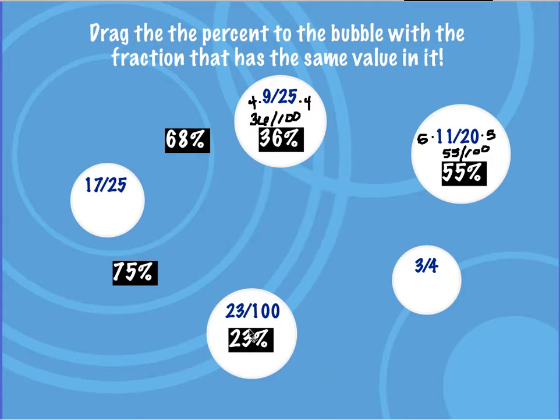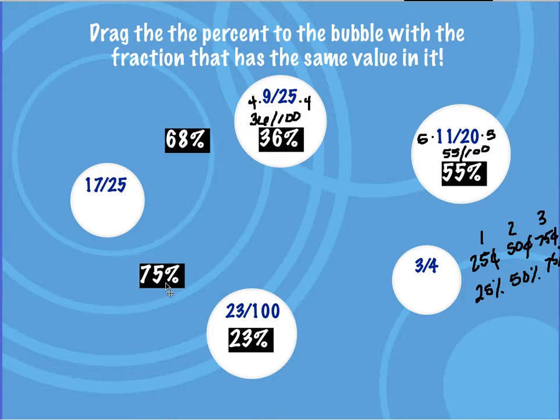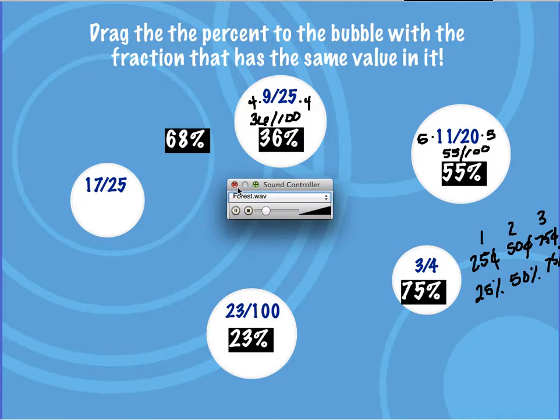That one was pretty easy because it was already out of 100 or per 100. In this case, I like to think of fourths. When we talk about fourths, we can talk about quarters. So 1/4 equals 25 cents. So when you talk about 1/4, that's also 25%. 2/4 gives you 50 cents, so that's also 50%. And 3/4 gives you 75 cents, which is 75%. So I know 3/4 is 75%.